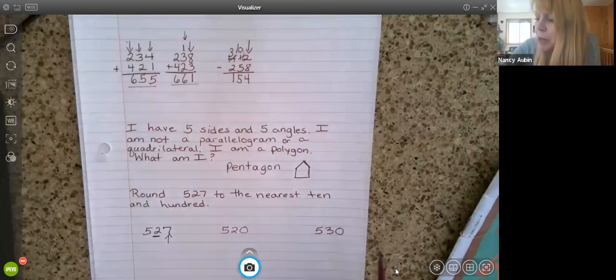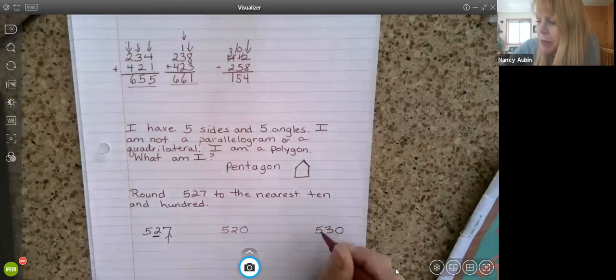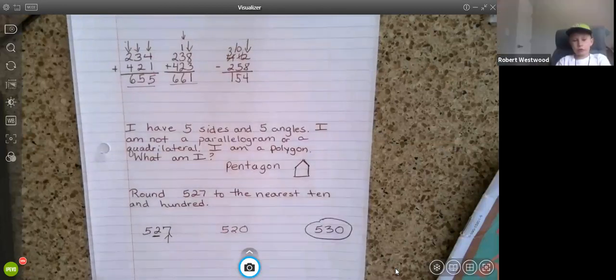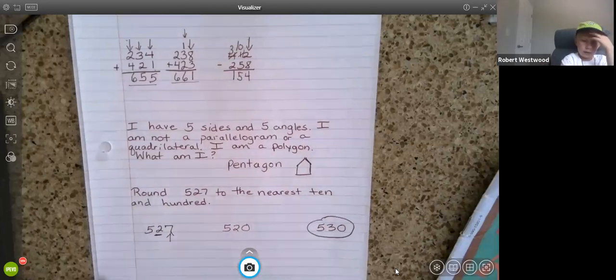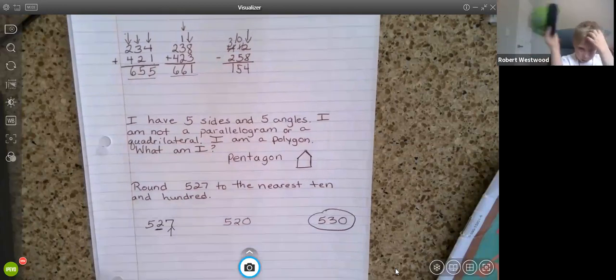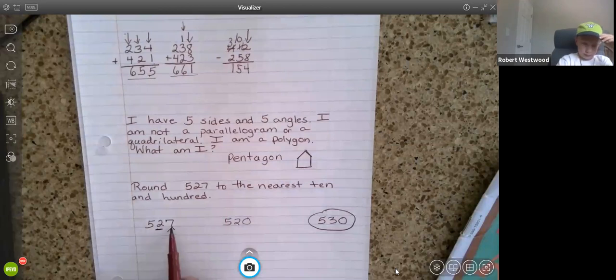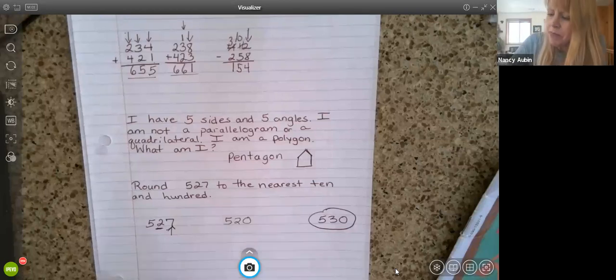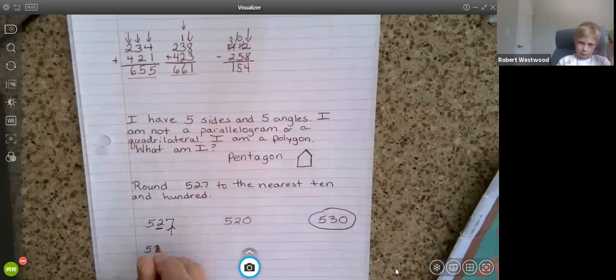530. How come? You're right. Why would 530 be the correct answer? Because 7 is higher than 5, so it would go to the higher 10. Yeah, that works. Great. And 100 would go to 500, so it's pretty much just you're doing a 10.